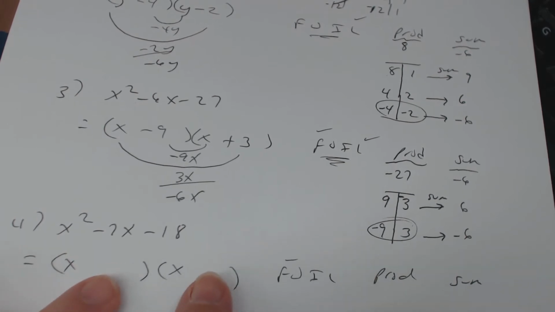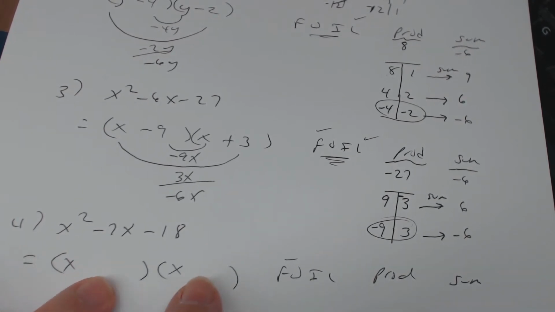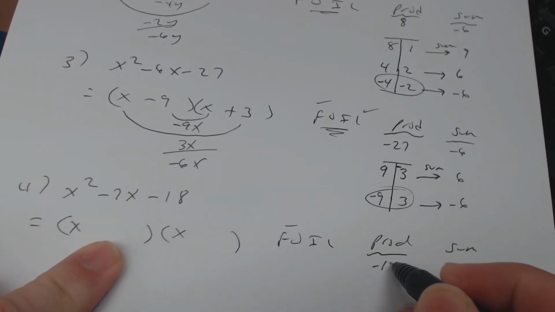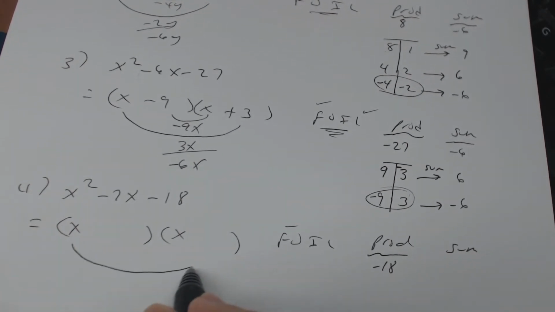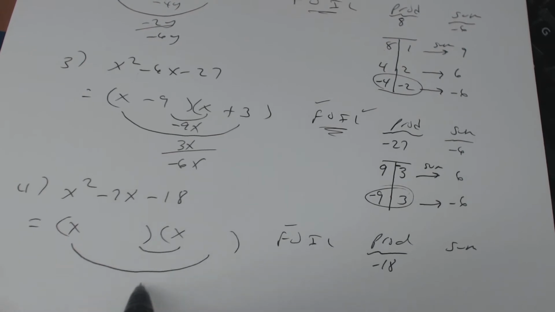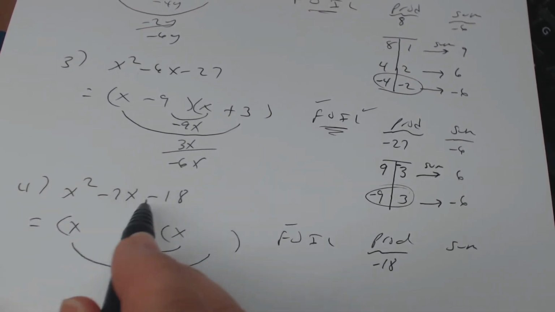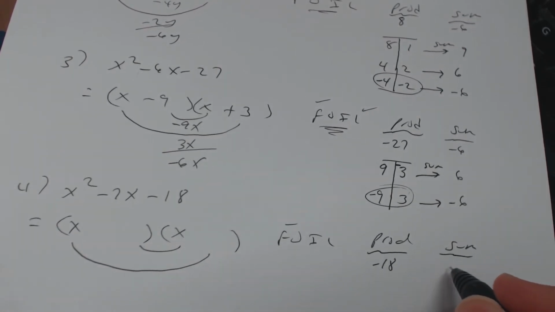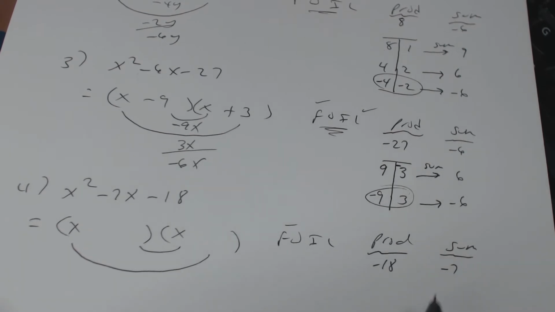Okay, now the last times the last. So we look at the last. The last times the last has to be a negative 18. So I need the product to be negative 18. And when I do the outer and the inner, I need that sum to add up to be a negative 7x. So I need the sum to be negative 7, the coefficient. Look at the coefficient only for right now.